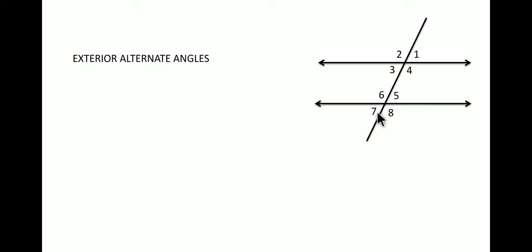What happens is these two angles will be equal. So angle number 2 and angle number 8 will be equal. Means if this is 120 degree, this will also be 120 degree. The measurement will be same. And similarly, angle number 1 and angle number 7 will also be equal because they are exterior alternate angles.